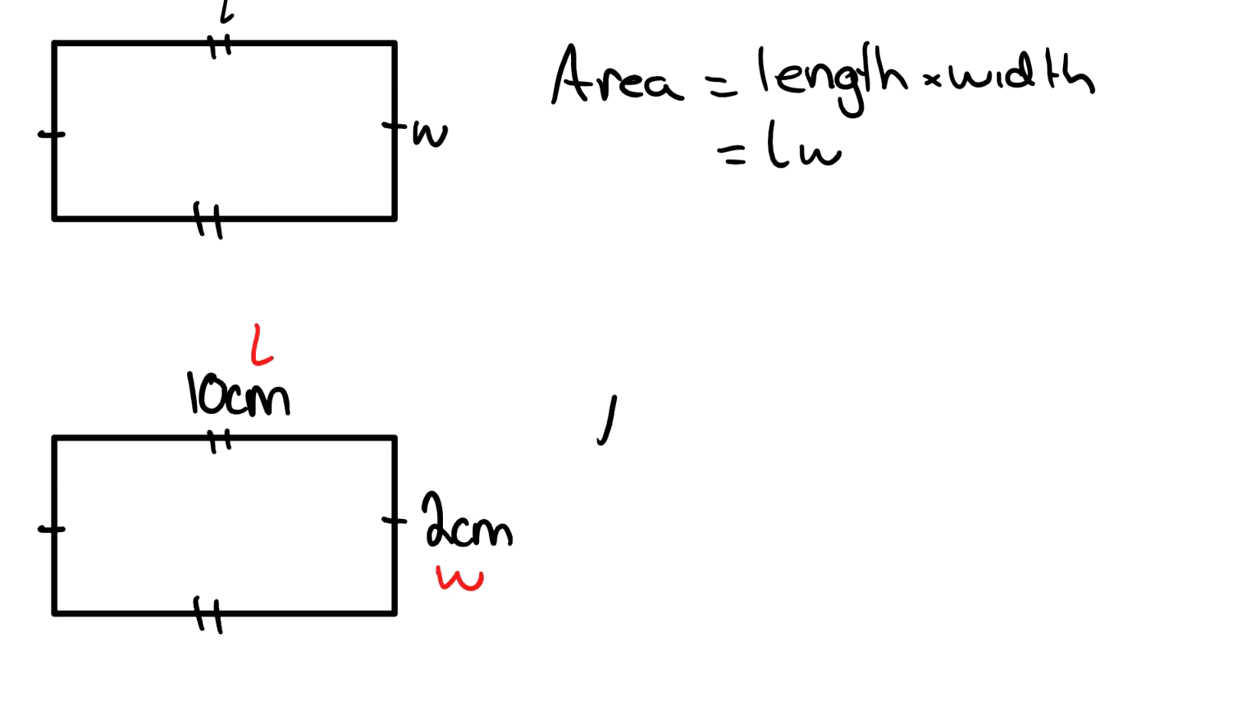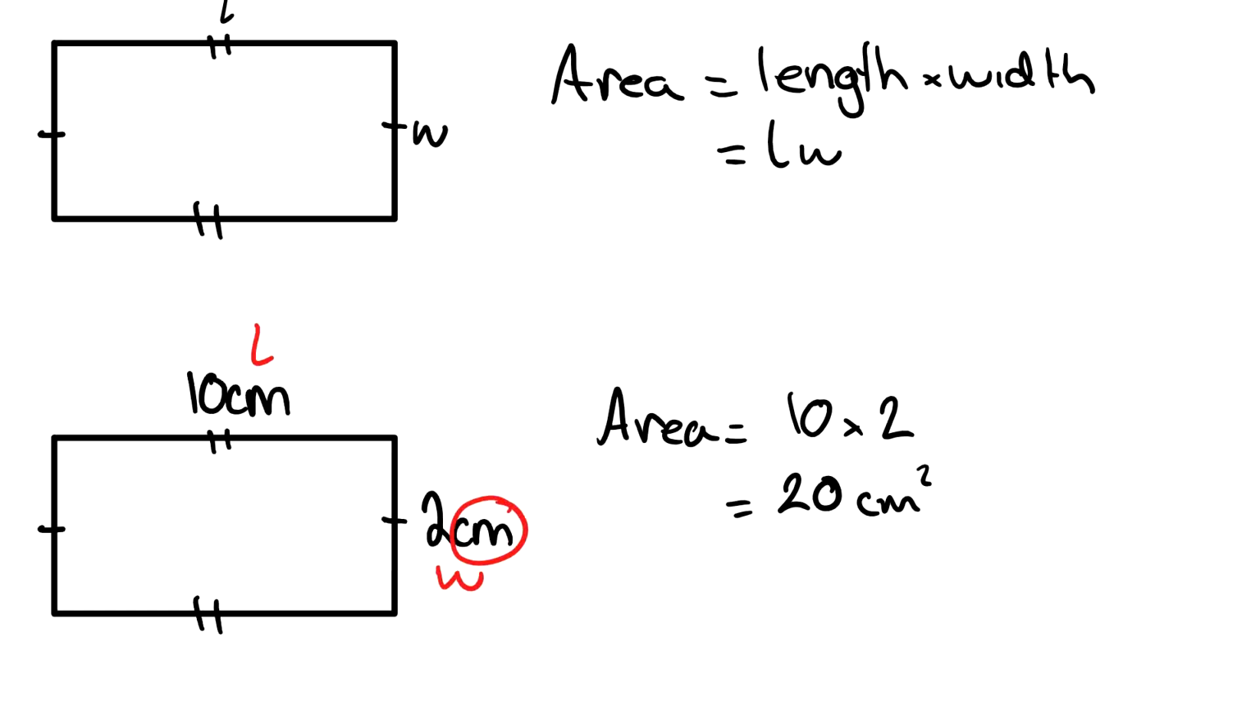So area is going to equal length times width. So 10 times 2, that gets me 20. I look at my units. We're dealing with centimeters, so over here I'm going to put centimeters. And remember, because it's area, squared. Alright, and that's all there is for areas of squares and rectangles. It's just length times width.